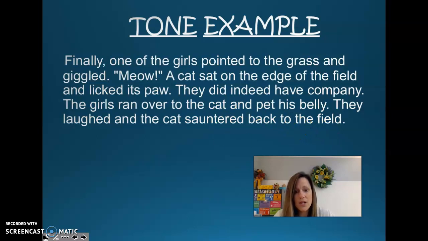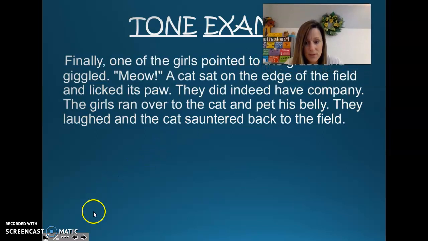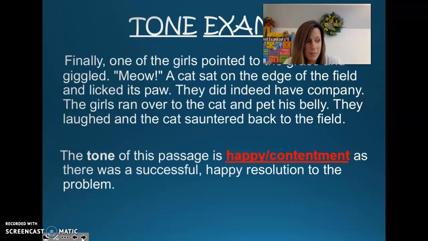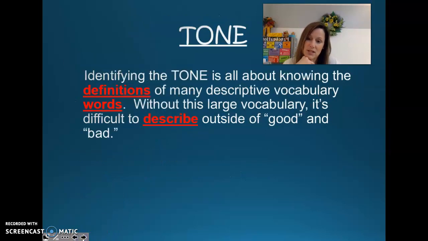So, the tone in this passage is a little bit different than the tone in the previous passage. So the tone here of the author is more happy or content, because you can see this successful, happy resolution to the problem here. And they use giggled and a more lighter type of writing here. Laughed, and the cat sauntered. So it's just a very casual and fun passage here. All right, so you can see the two very different passages.